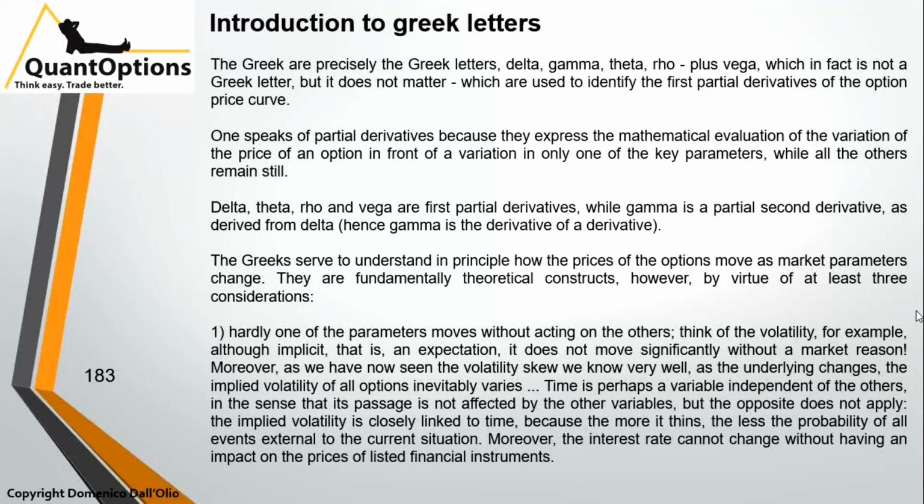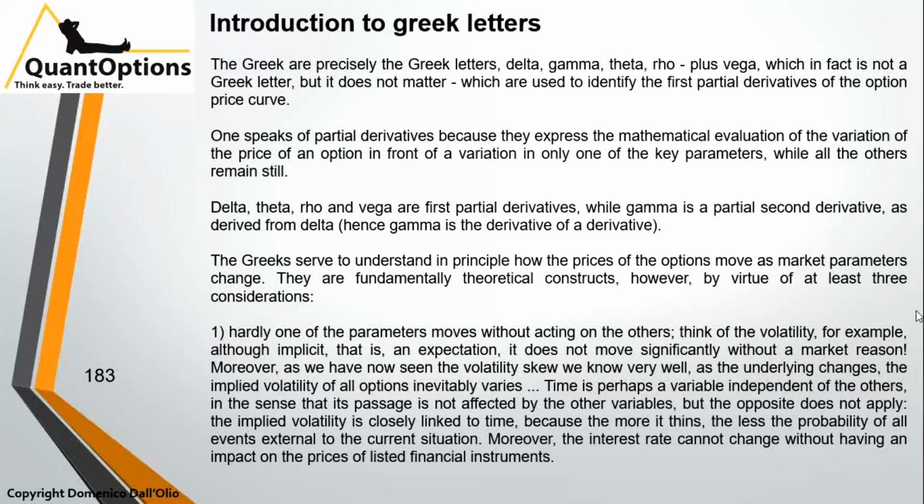First, hardly one of the parameters moves without acting on the others. Think of the volatility, for example. Although implicit, that is an expectation, it does not move significantly without a market reason. Moreover, as we have now seen the volatility skew, we know very well, as the underlying changes, the implied volatility of all options inevitably varies.